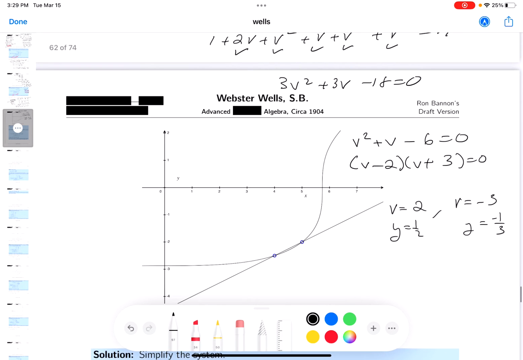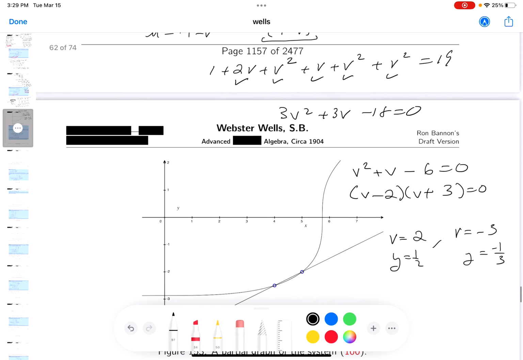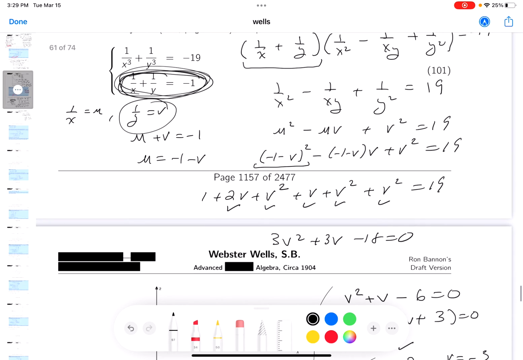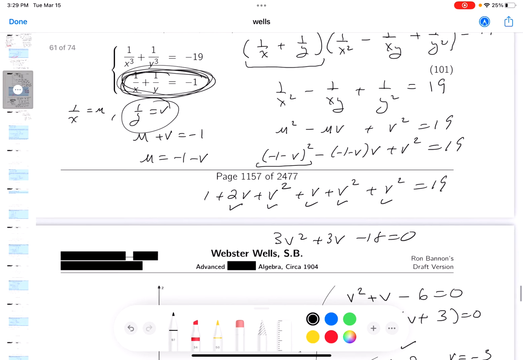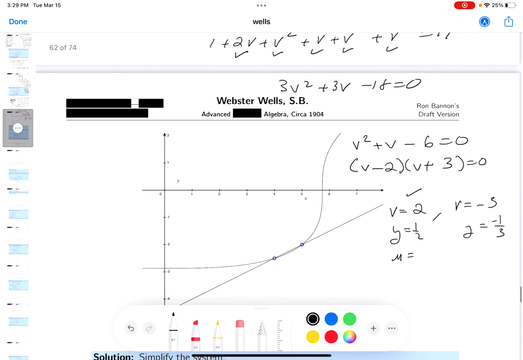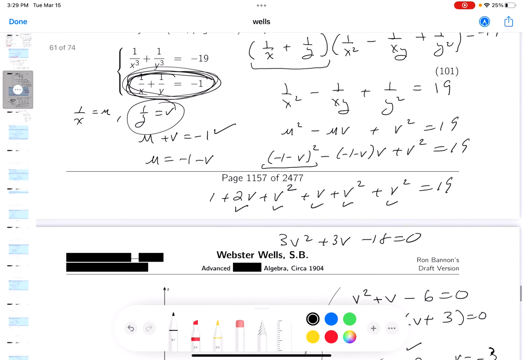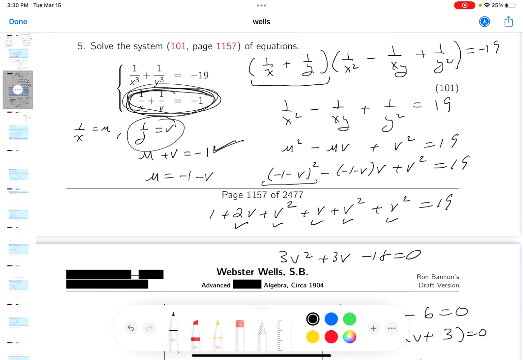So if v is 2, if again we're doing this over here, what would u be? Well, again, we're looking at this one over here. It would be minus 3. So what's x? Minus 1/3. Now, if v is minus 3, what would u be? Again, we're looking at this one over here. Looks like it would be 2.